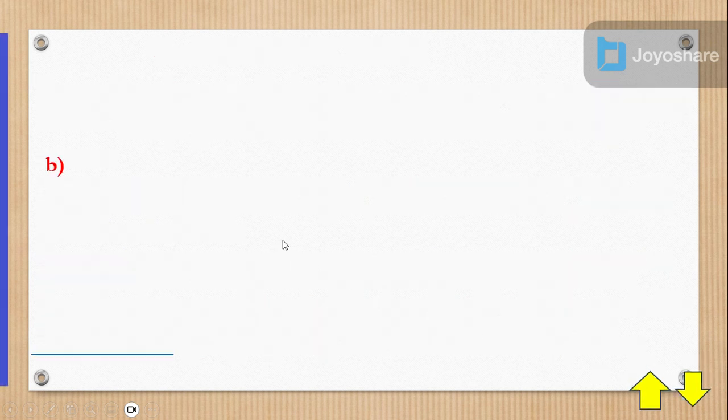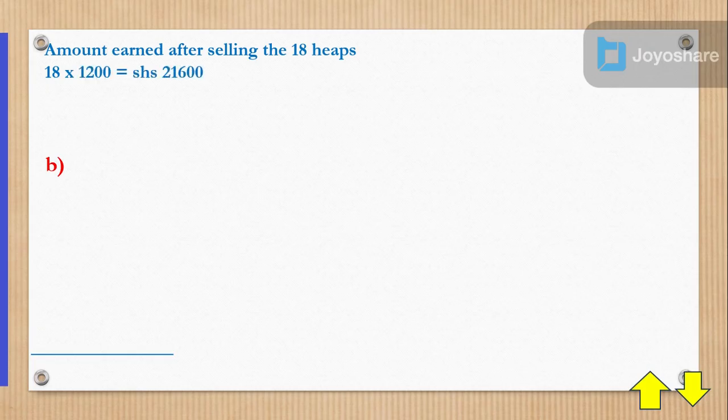Alright, here we are. So how much will she be selling? Let's see the amount earned after selling the 18 heaps. That will be the 18 heaps times 1,200. That was the selling price. When you multiply the 18 times the 1,200, the answer you get is 21,600 shillings. So let us proceed.